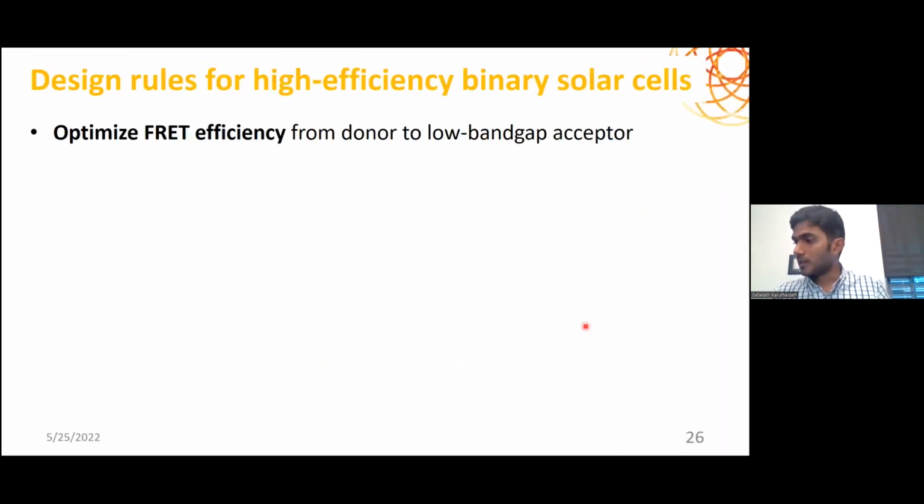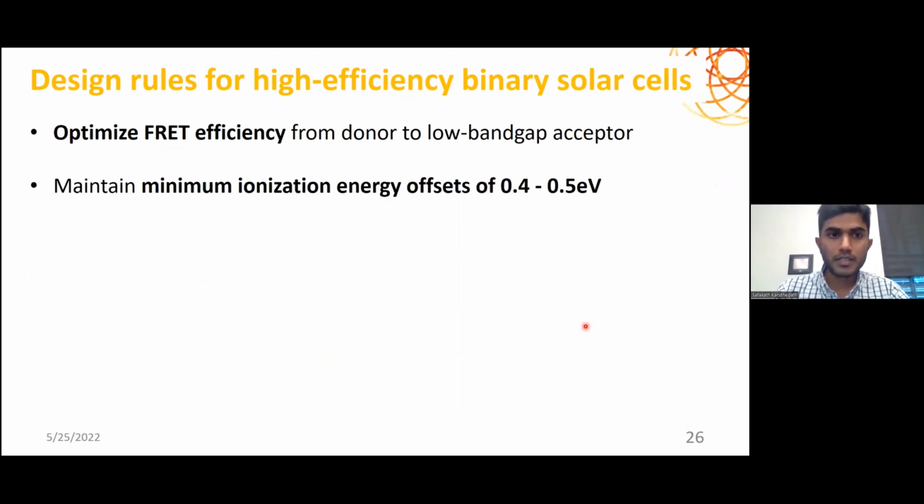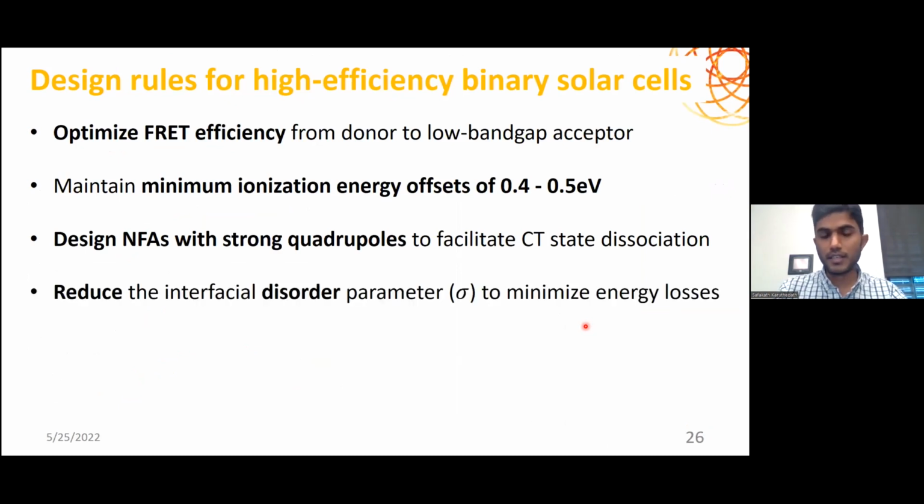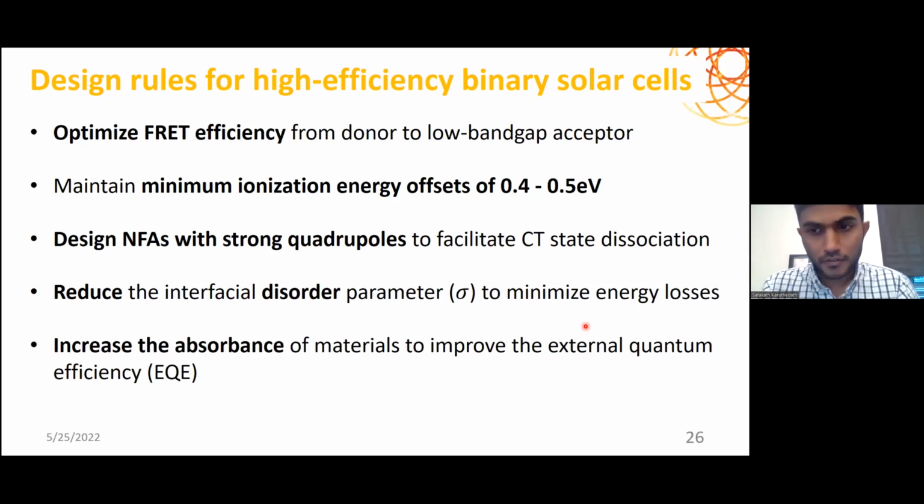So summarizing part one, before going to the next part: optimizing the FRET efficiency is important, and we also need to maintain a minimum ionization energy offset. To have band bending, we need an interface with a strong quadrupole moment to facilitate CT state dissociation, and reducing the interfacial disorder parameter is good for minimizing the energy losses. And of course, increasing the absorbance of the material is a good way to also improve the external quantum efficiencies.